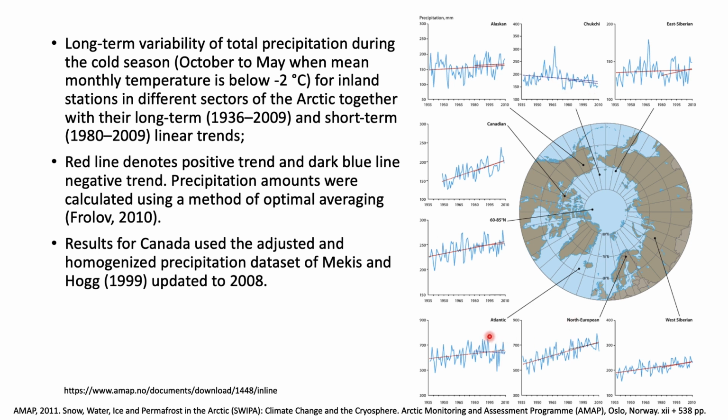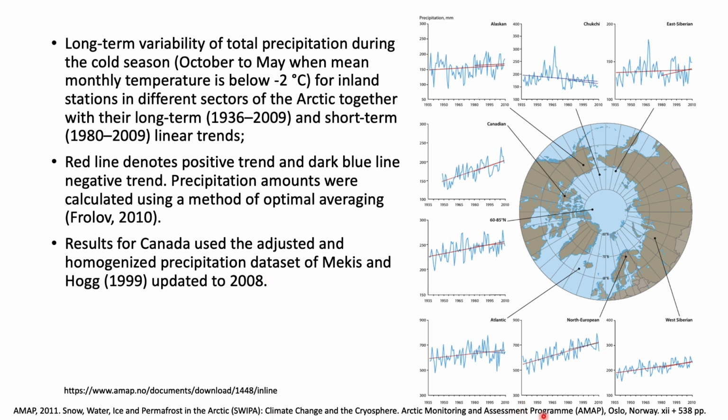And this is the Atlantic region. Here you see there is a little bit of negative trend, but most of the year it is the red line, which is the positive trend. And in the rest of the areas it is mainly the red line, the positive trend, that is actually happening. And results for Canada used the adjusted homogenized precipitation data sets of Mekis and Vincent, updated to 2008.